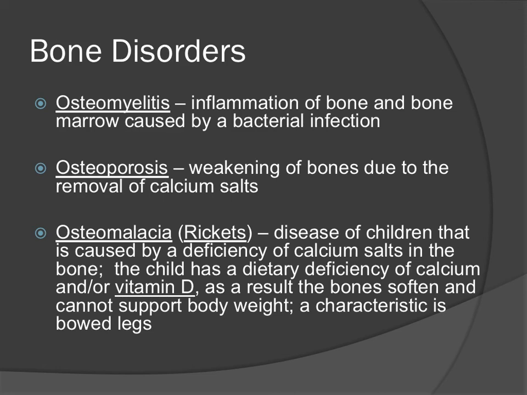Osteomalacia, which is called rickets. This is a disease of children that is caused by a deficiency of calcium salts in the bone. The child has a dietary deficiency of calcium and/or vitamin D, and as a result, the bones soften and cannot support body weight. And one of the major characteristics is the bowed out legs.